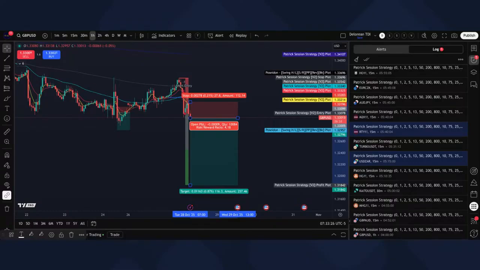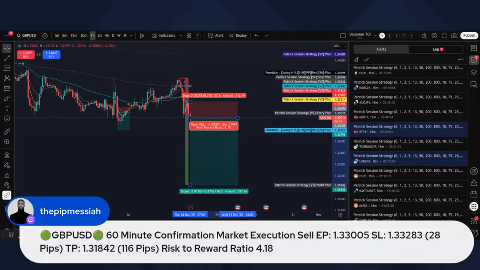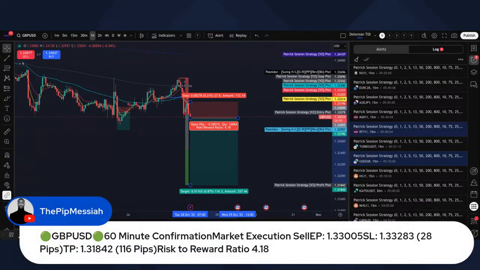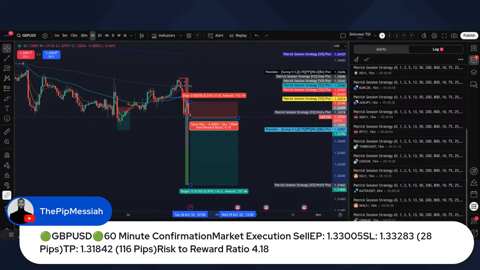All right, here we go. First call of the day, Great British Pound versus the United States dollar. 60-minute confirmation, market execution sell. Entry price is 1.33005. Stop loss is 1.33283. Take profit is 1.31842 for 116 pips. Risk to reward ratio of 4.18. Again, that's Great British Pound versus the United States dollar on a sell.